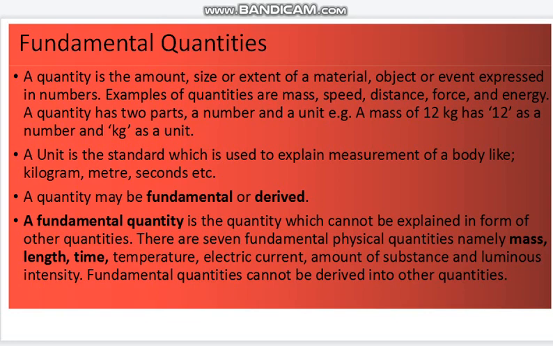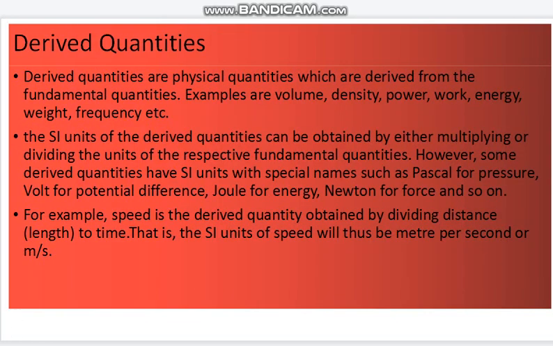Now the derived quantities are the physical quantities which are derived from the fundamental quantities, such as volume, density, power, work, energy, weight, and frequency. All these are derived from the fundamental quantities. This means that they are obtained by multiplying or dividing the fundamental quantities.